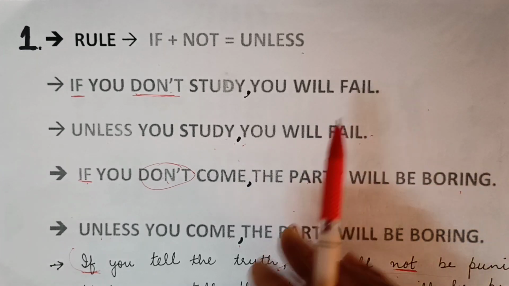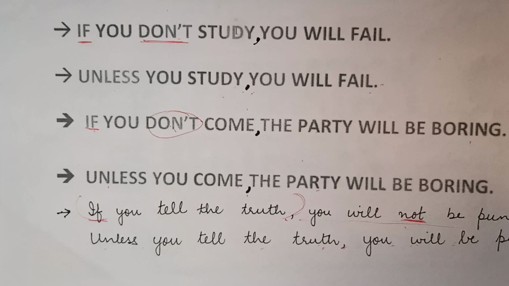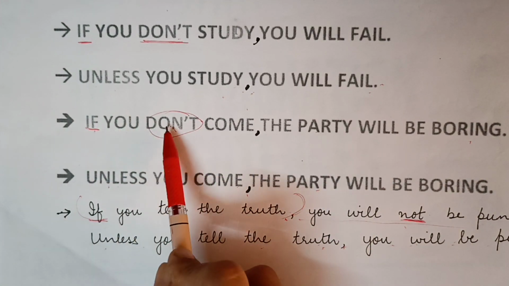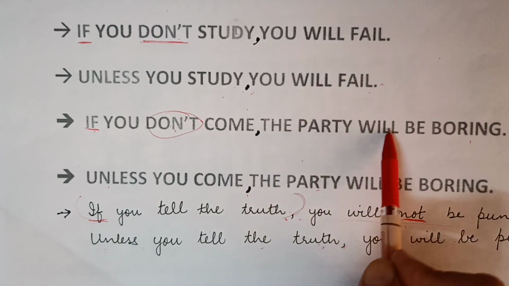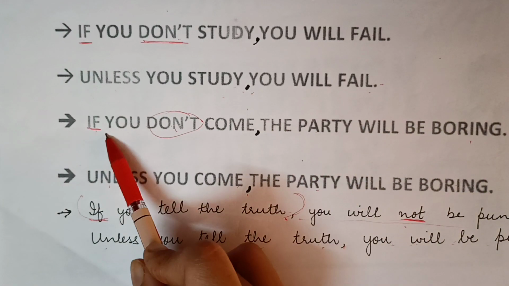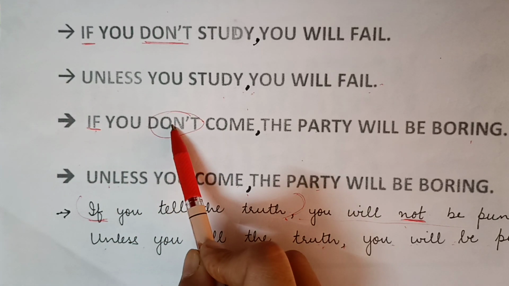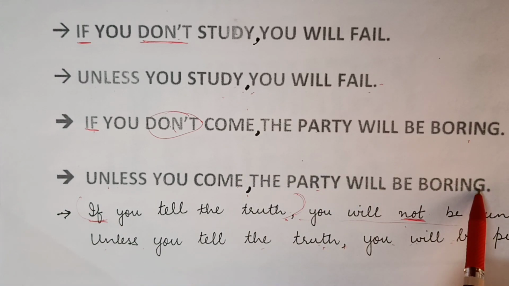It's very easy. Let's take another example. In the second statement, if you see, if you don't come, again if and the negative word don't, comma, the party will be boring. So instead of if, use unless and omit writing don't. Unless you come, comma, the party will be boring.